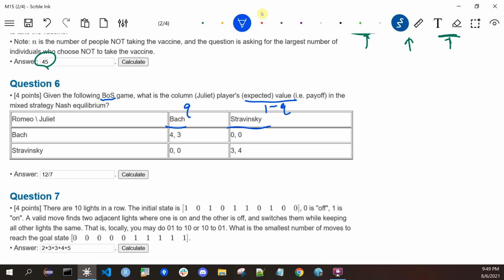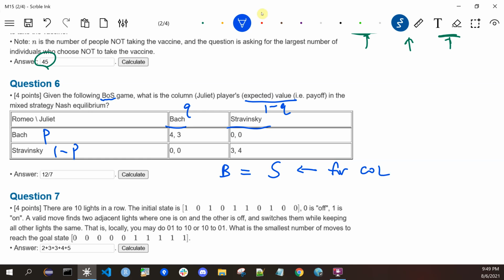So I think we only need to assume this. In order for the row player to mix, the row player should equate the action B with the action S. So basically, if I play B, then I should get the same value as if I play S. Let's assume the probability of the row player playing B is P, and playing S is 1 minus P. And we can solve this equality for the column player.